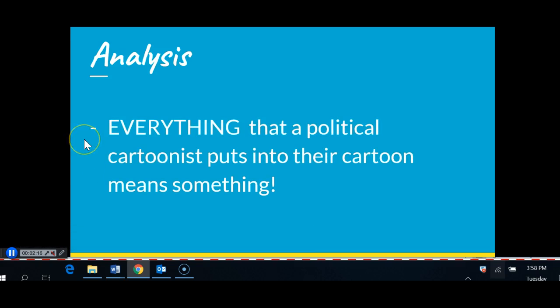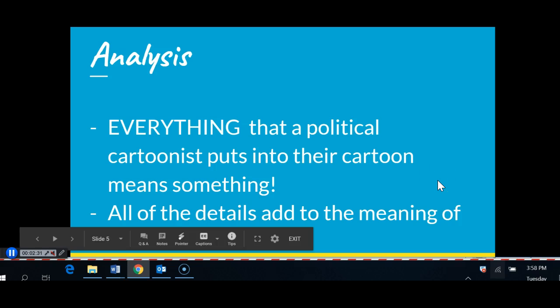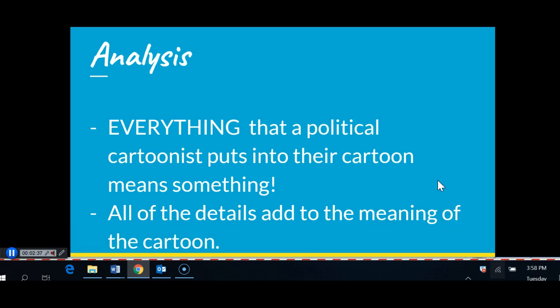Okay, so when we analyze a political cartoon, I want you to understand that every single detail that the cartoonist puts into their artwork means something, or rather, all of the details add to the meaning of the cartoon. Every detail that the cartoonist draws, paints, colors, puts into their cartoon, it is deliberate. They're not just slapping on some color, sticking some kind of detail in there because they think it's pretty. Nope, it adds to the meaning of the cartoon.